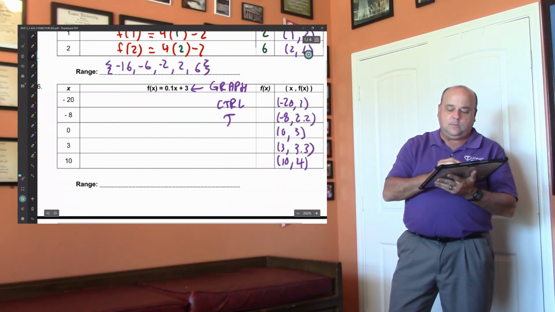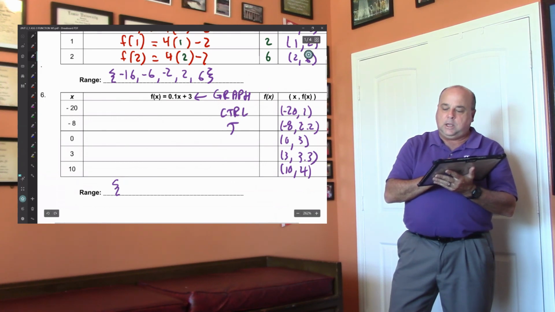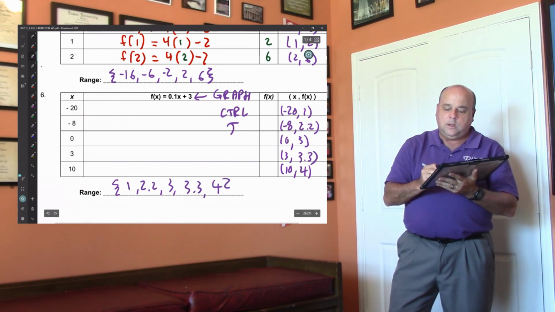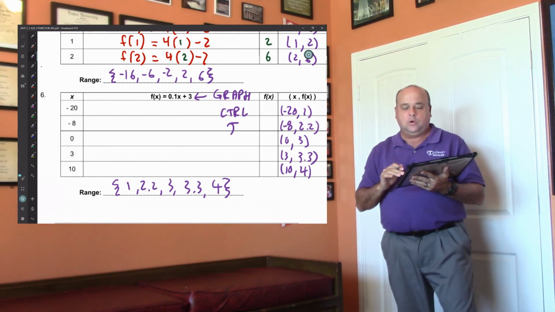And on this one right here, my range, remember you want to put these smallest to largest, would be 1, 2 2/10, 3, 3 3/10, and 4. And you put your domain and range in braces. You'll get better drawing the braces as you go along.